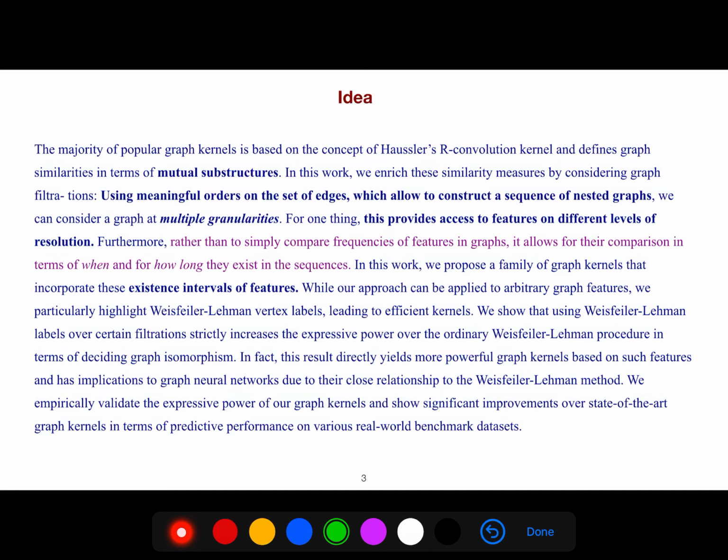While our approach can be applied to arbitrary graph features, we particularly highlight WL vertex labels, leading to efficient kernels. We show that WL labels over certain filtrations strictly increase the expressive power over the ordinary WL procedure in terms of deciding graph isomorphism.